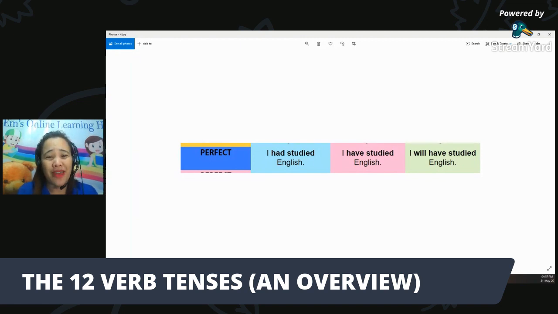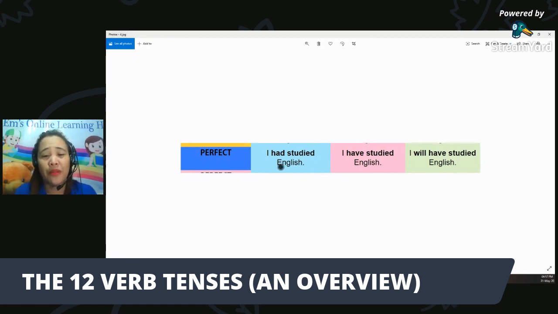Okay, in the past perfect, as you can see, I had studied English. When to use this one? So this is to indicate a completed action of the past that happened before another event took place. Again, you are going to use the past perfect to indicate a completed action of the past that happened before another event took place.